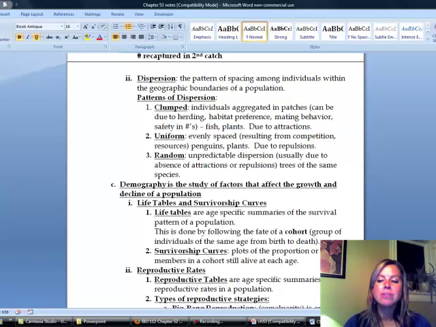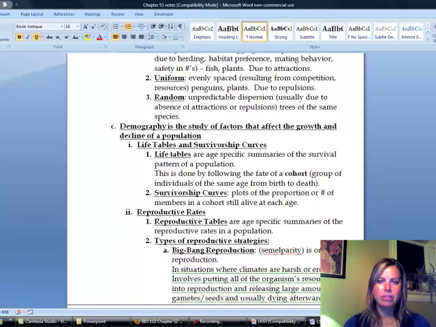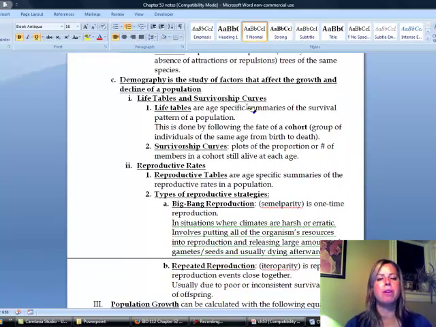So counting them is one thing, and that is a great thing to do. Another really important thing is going to be demographics. So even though you know that there's 1,000 polar bears left, you need to know their ages. Now think about why that would be important.